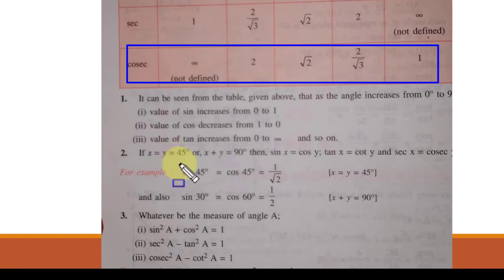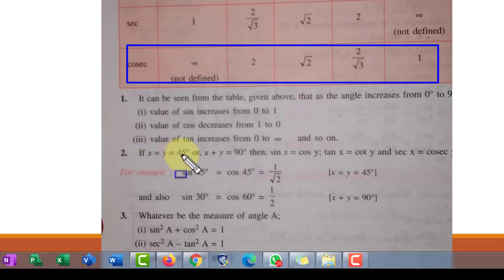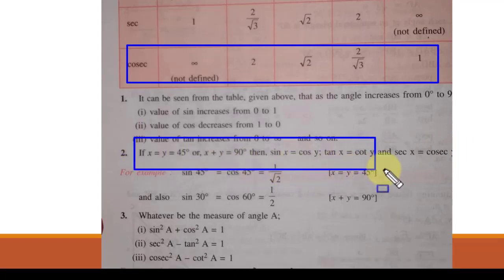Now the second point, you can see, children, complementary angles. Two angles are said to be complementary if their sum is 90 degrees. Suppose there are two angles x and y, both equal to 45 degrees. Then x plus y equals 90 degrees, so x and y are complementary angles. Sin x is equal to cos y. Tan x is equal to cot y. Sec x is equal to cosec y. Clear, children? This one is very important.